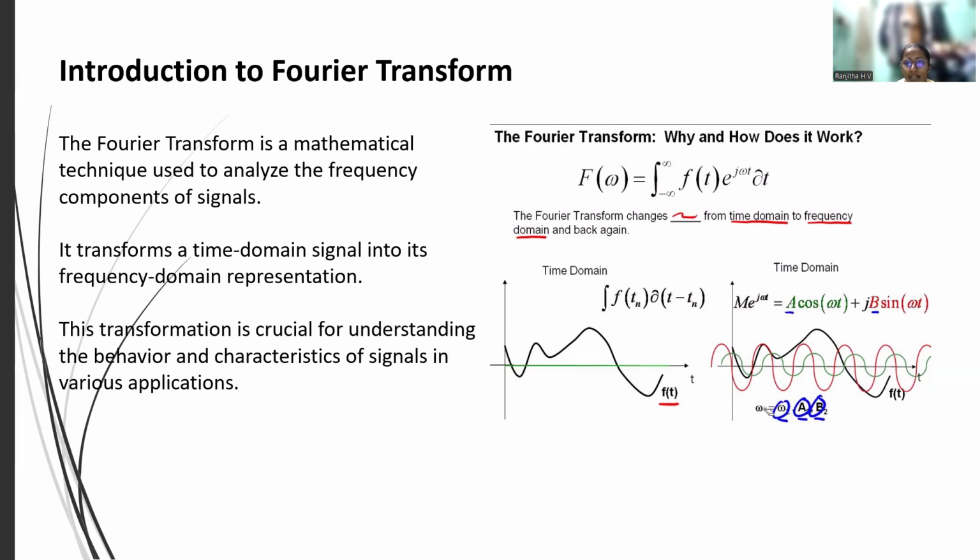Here we can see why and how it works. F of omega is equal to the integration from minus infinity to plus infinity of f of t into e power minus j omega t into dt. The Fourier transform changes from time domain to the frequency domain and back again.